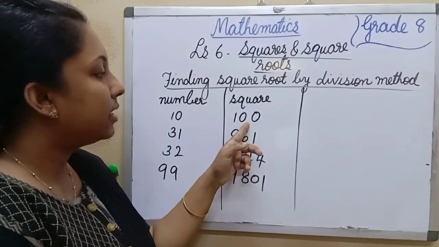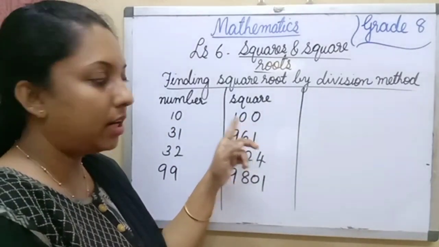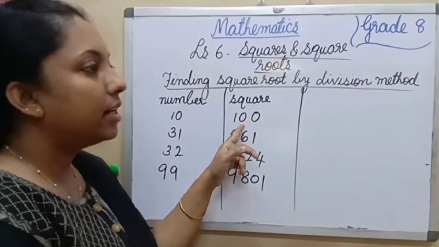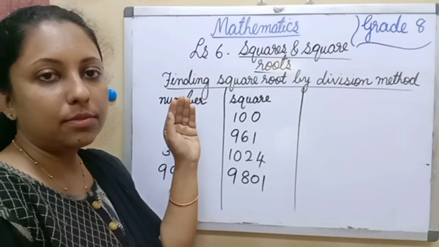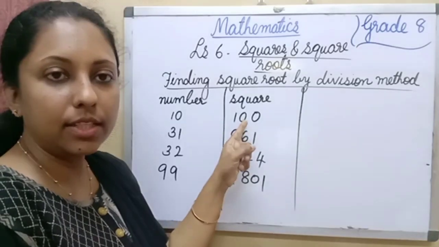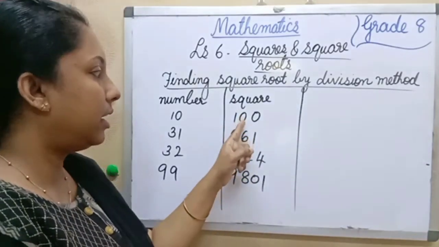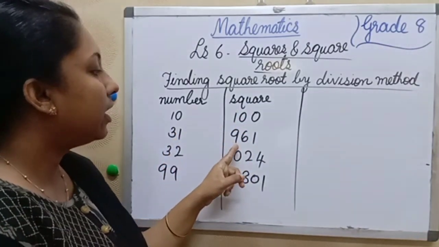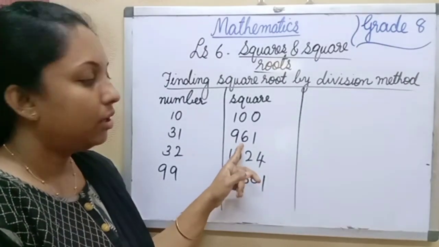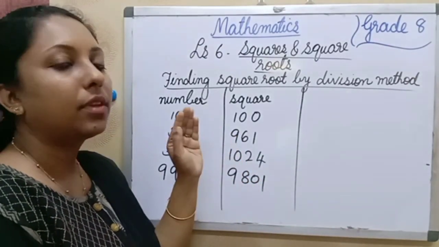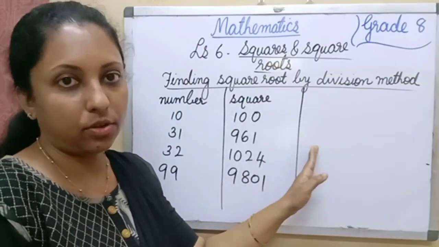The square of 10 is 100. That is, the square root of 100 is 10. So 100 is the smallest 3-digit perfect square. Then 31 squared is 961, so this is the greatest 3-digit perfect square.